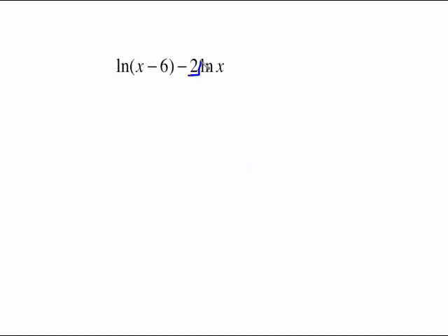These properties hold for ln also. That coefficient still needs to come back and become a power, so that this next step looks like this. Instead of having to write the word log, we're going to write ln. There's a minus in between, so it's division. And the x minus 6 goes in the top, and the x squared goes in the bottom.